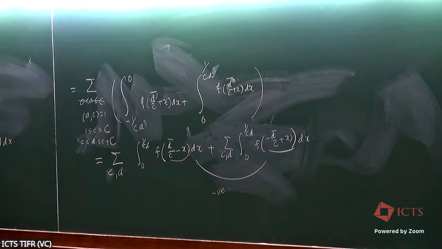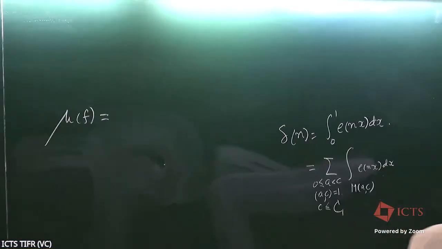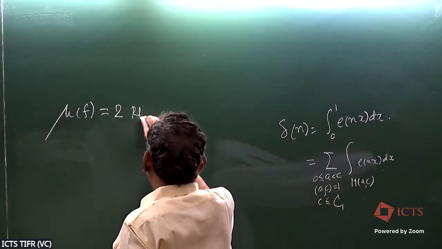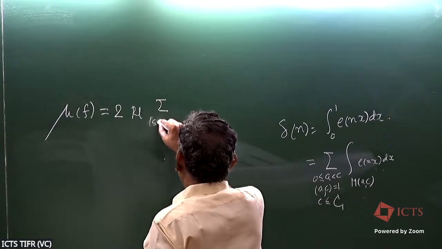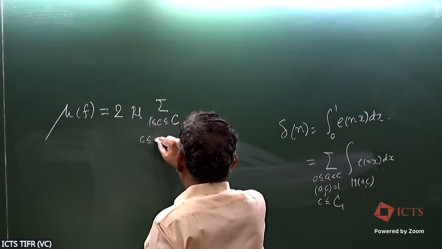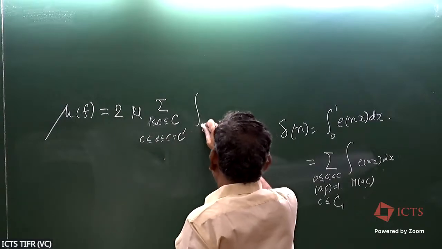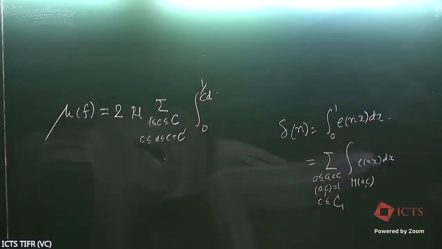This is what Munshi calls mu of f for a general f, equal to 2 times the real part of summation, 1 less than or equal to c less than or equal to capital C, capital C less than or equal to d less than or equal to c plus capital C, integral 0 to 1 over cd, f of d bar by c minus x dx.